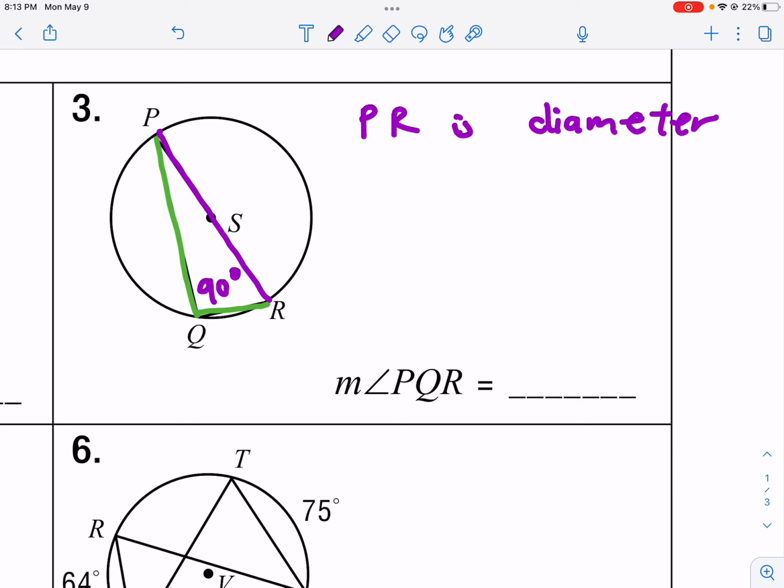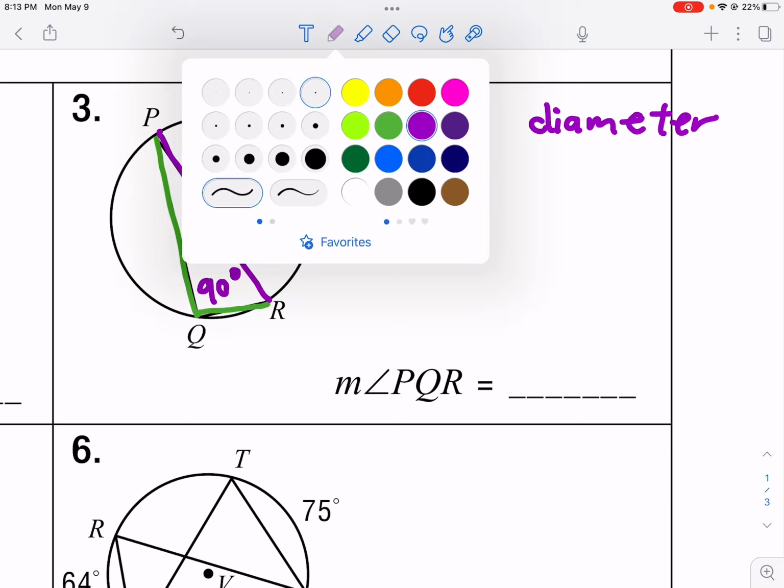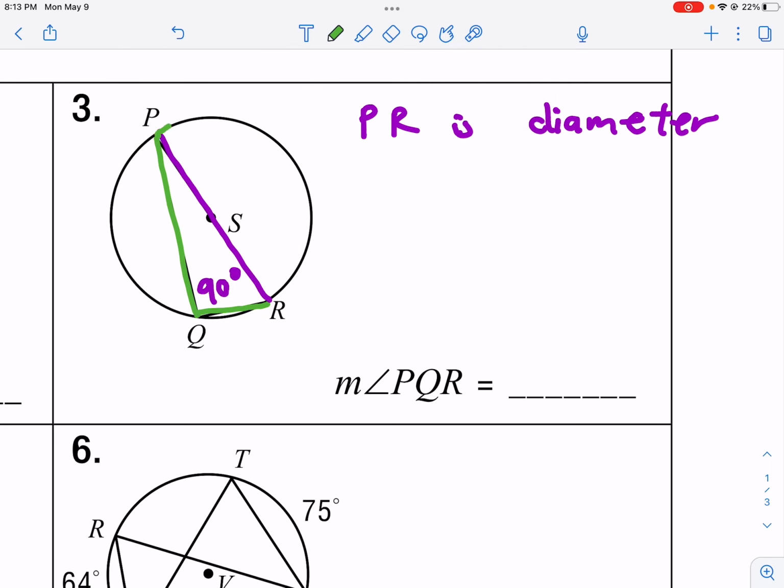This makes sense because if this is a diameter, that means this arc right here is half of a circle, a semicircle. So this is 180 degrees. That means half of 180 degrees is 90 degrees.